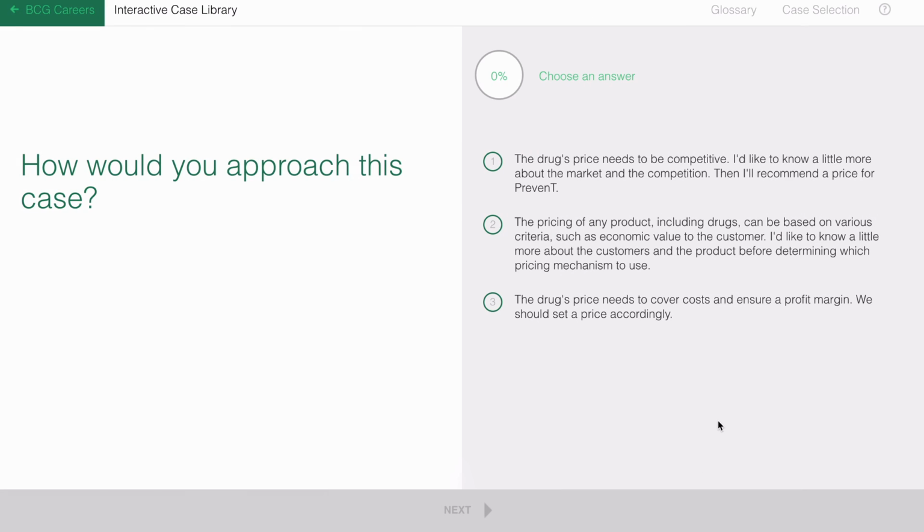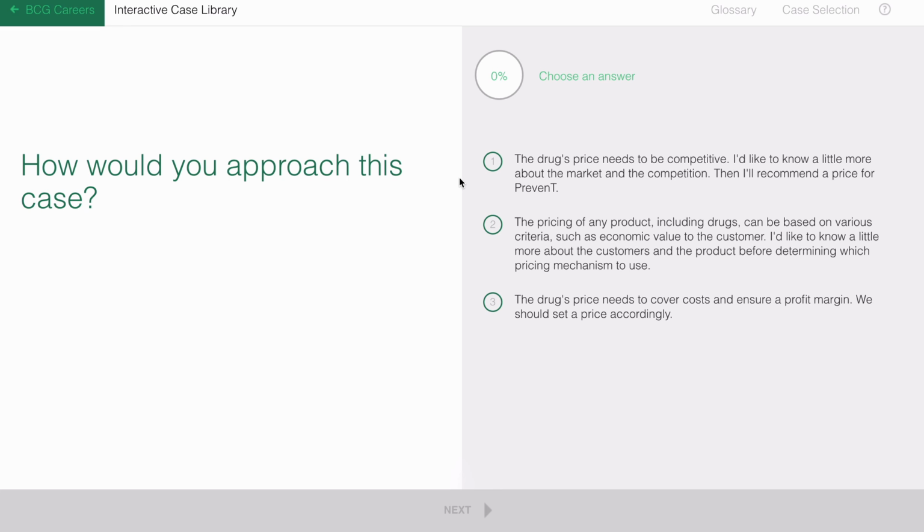Great. How would you approach this case? So we have three different options here. First option says, the drug's price needs to be competitive. I'd like to know a little more about the market and the competition. Then I'll recommend a price for Prevent-T.